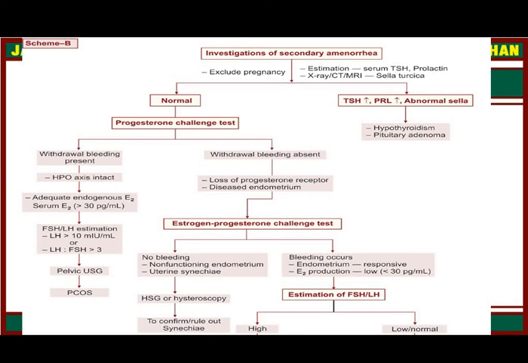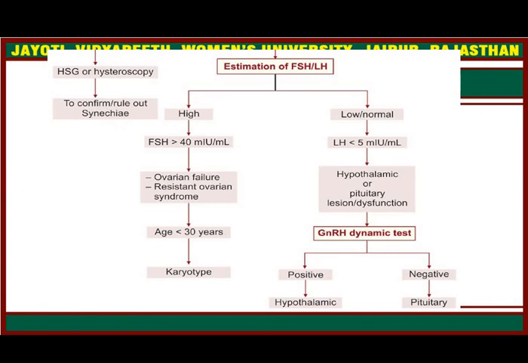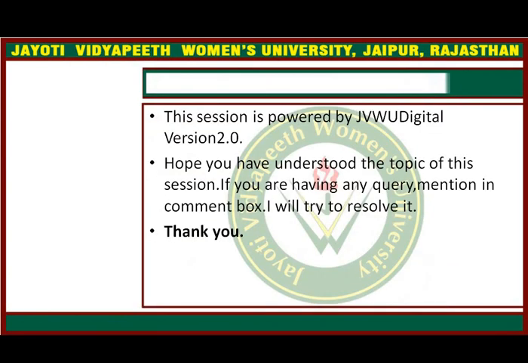If bleeding is present, then FSH and LH levels have to be estimated and PCOD has to be ruled out. So here estimation of FSH and LH levels has to be done, and if these levels are high, then karyotyping has to be done. If the levels of FSH and LH are low, then the hypothalamic pituitary ovarian axis has to be looked for, and if a pituitary lesion like craniopharyngioma is there, that has to be assessed. So this is about secondary amenorrhea. If you have any query, mention it in the comment box. I will try to solve it. Thank you.